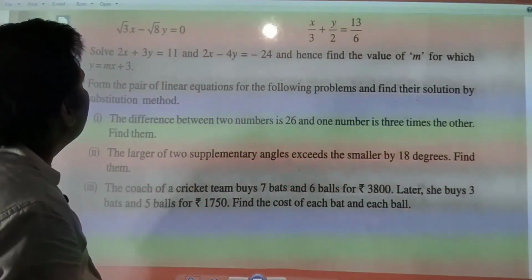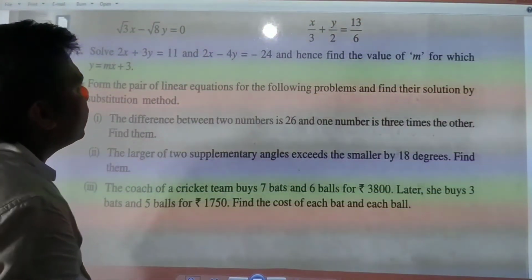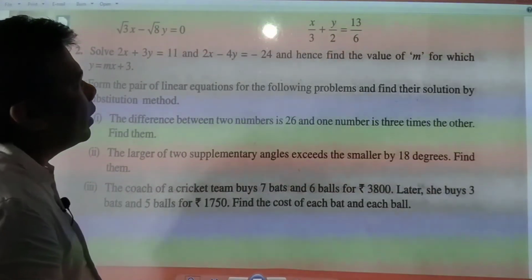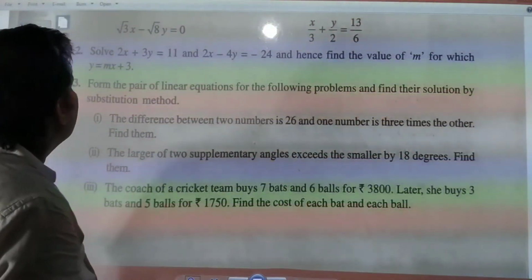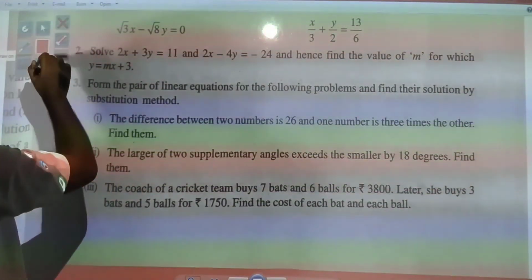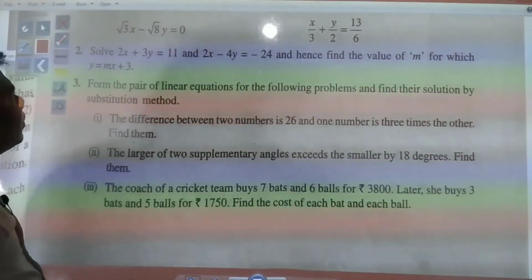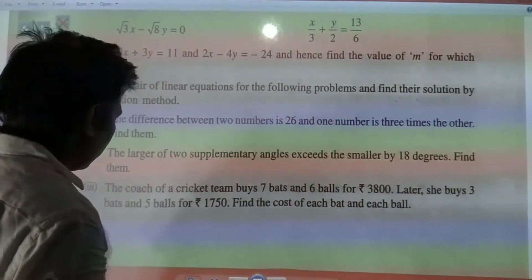Solve 2x plus 3y is equal to 11 and 2x minus 4y is equal to minus 24, and hence find the value of m for which y is equal to mx plus 3. So first, again in the same way, we will find out 2x plus 3y is equal to 11.